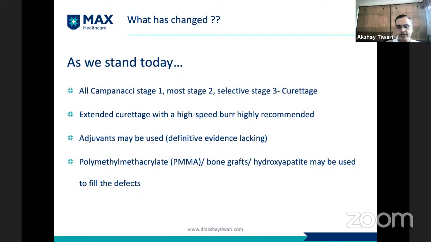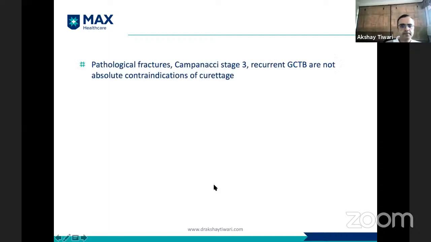Polymethyl methacrylate, that is bone cement, can be used, or bone grafts, or hydroxyapatite bone graft substitutes can also be used to fill these defects. Pathological fractures, Campanacci stage 3, and recurrent giant cell tumor are not absolute contraindications of curettage as it stands today.